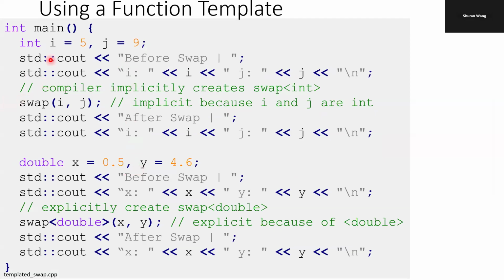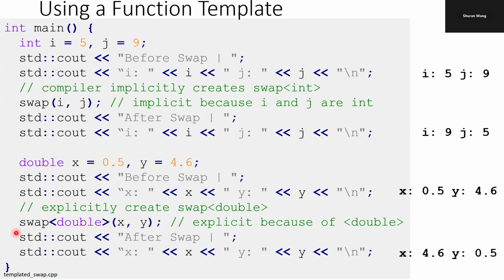To use it, we can just directly call it with two integer values like this, and it will work. Or we can explicitly call it with swap of double with two doubles. In this case, if you explicitly specify double here, but you're passing in integers, it won't work. This is just adding another safeguard for the template. So these are two usages for function templates.